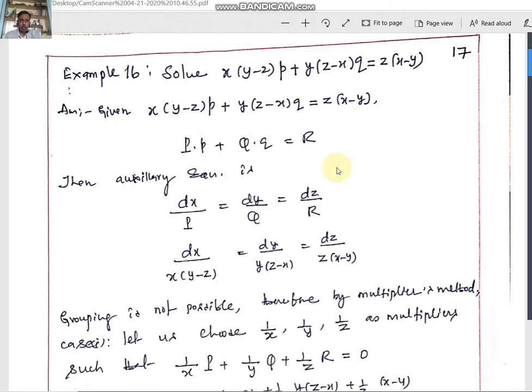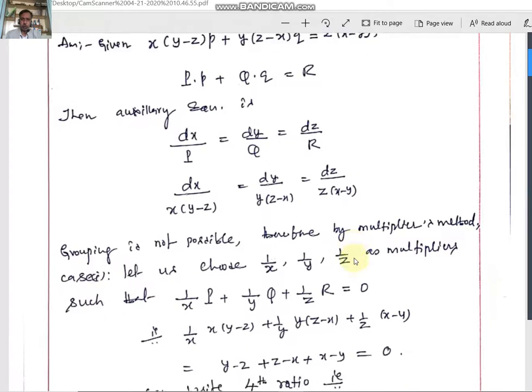Now let us solve this Lagrange's linear equation. Write the three equations or three ratios called the auxiliary equations. Then dx by x into y minus z is equal to dy by y into z minus x is equal to dz by z into x minus y.